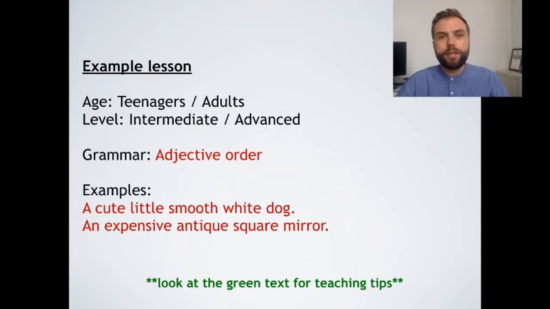So this lesson is aimed at teenagers to adults. The level is kind of intermediate to advanced. And the grammar point for this lesson is adjective order, so the correct order of adjectives. Here are some examples: a cute little smooth white dog and an expensive antique square mirror. These are the kind of sentences that are going to be in this lesson. Notice there's lots of adjectives and the order of adjectives is the key point here.